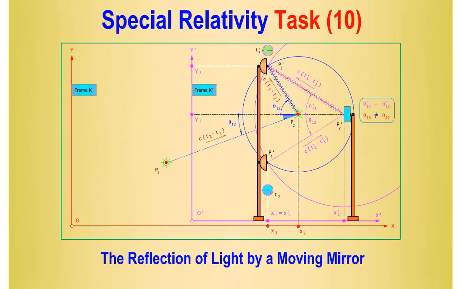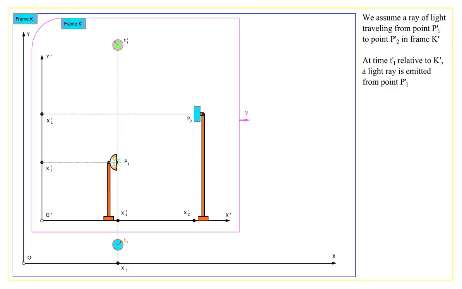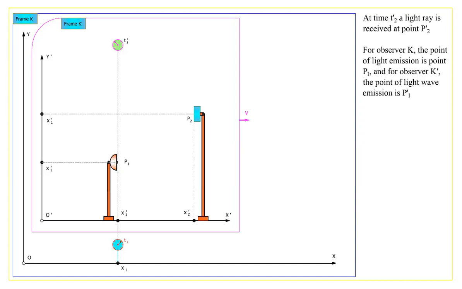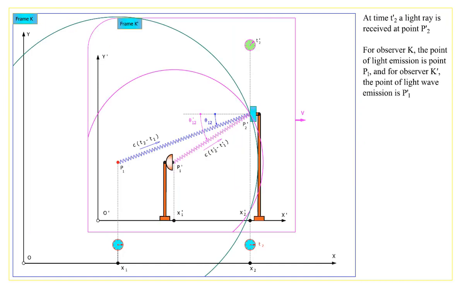Special relativity. The reflection of light by a moving mirror. We assume a ray of light traveling from point P'1 to point P'2 in frame K'. At time T'1 relative to K', a light ray is emitted from point P'1. At the point of emission P1, we apply the spacetime transformation. At time T'2, a light ray is received at point P'2.